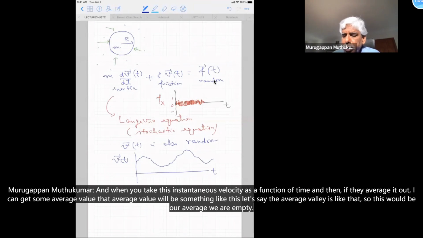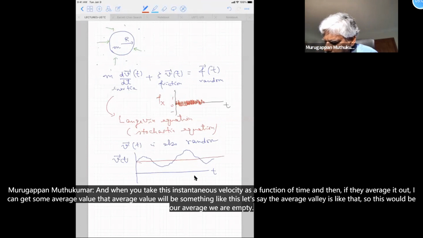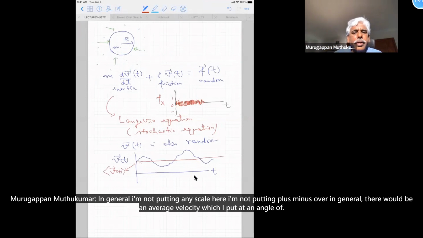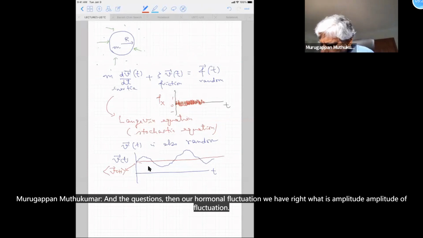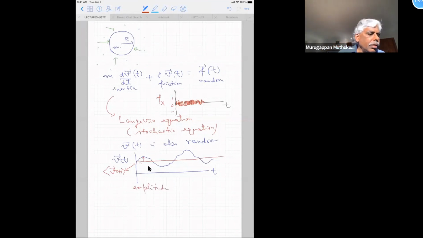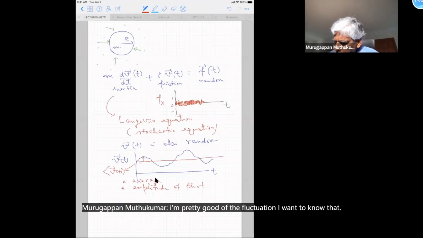And when you take this instantaneous velocity as a function of time and then average it out, I can get some average value. That average value will be something like this. Let's say the average value is like that. So this would be the average V at time t. In general, I'm not putting any scale here, not putting plus, minus over it. In general, there would be an average velocity, which I put in angular brackets. And the questions then are, how much fluctuation do we have, right? What is the amplitude of fluctuation? Of course, I want to know the average value, and I want to know the amplitude of the fluctuation.